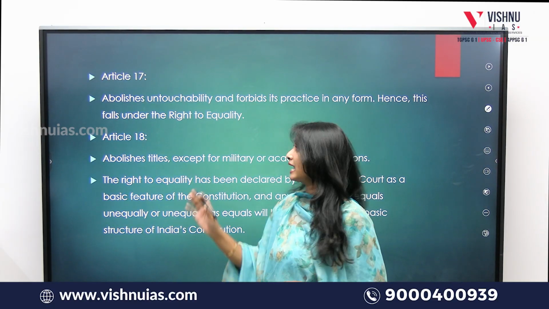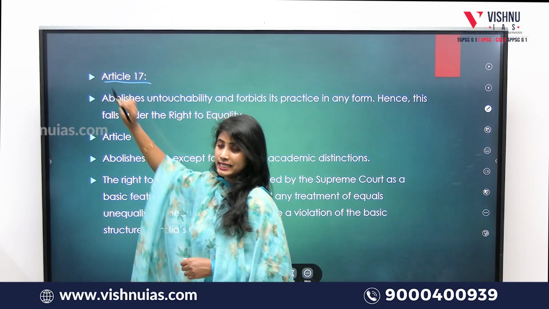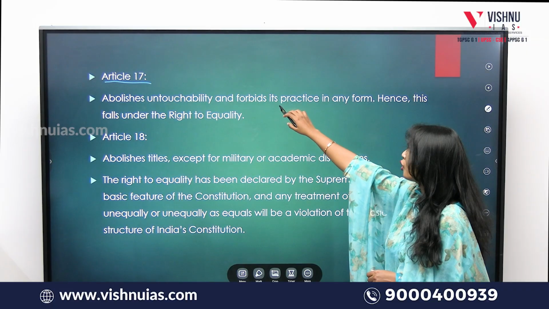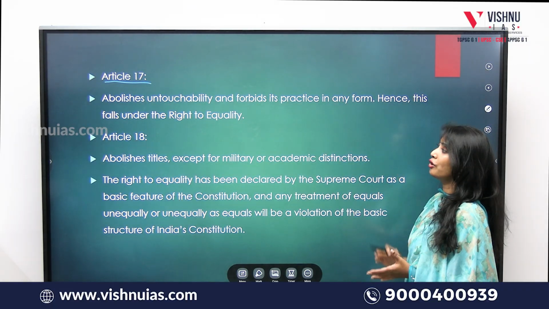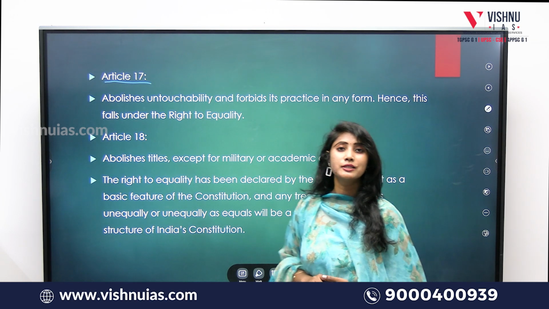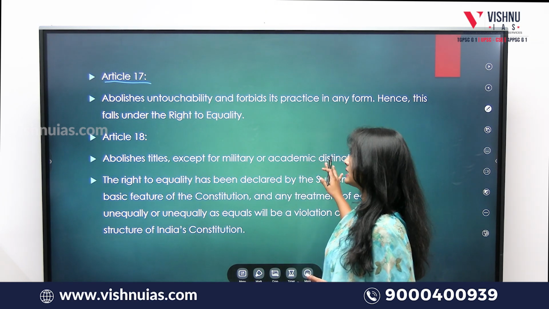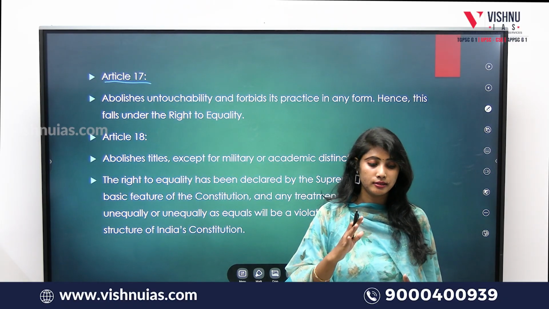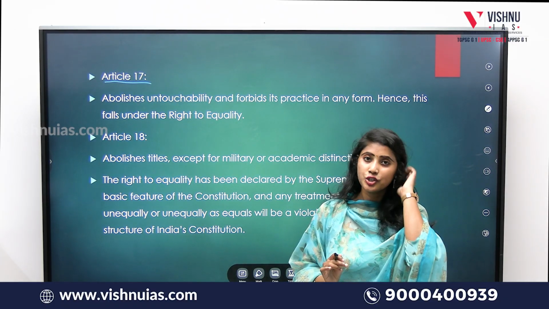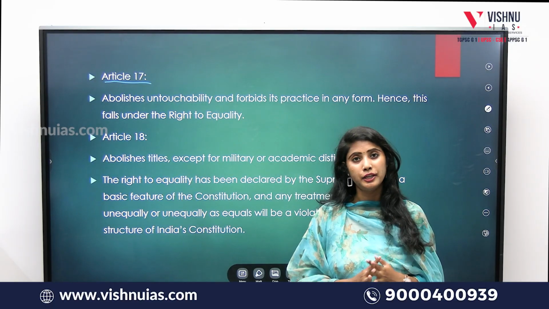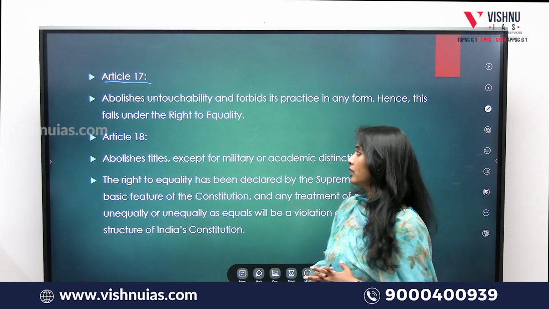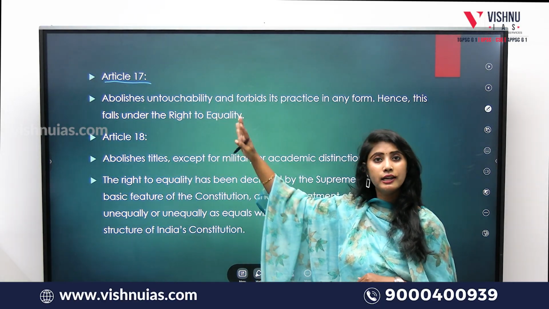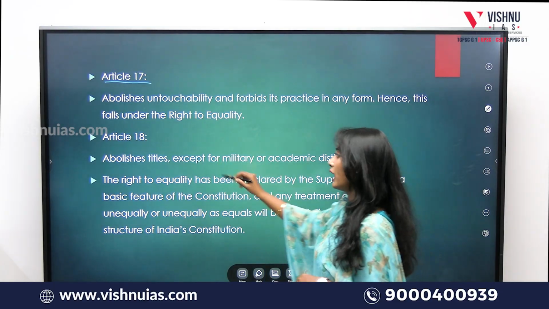Next, what is the equality guaranteed under Article 17? It says that it will be abolishing untouchability and also forbids its practice in any form. Hence, it falls under the principle of right to equality. Here also it says that all persons are equal, and hence nobody should practice this evil system of untouchability which used to prevail before independence in our country. As a result, it says that all persons of India are equal. Clear?